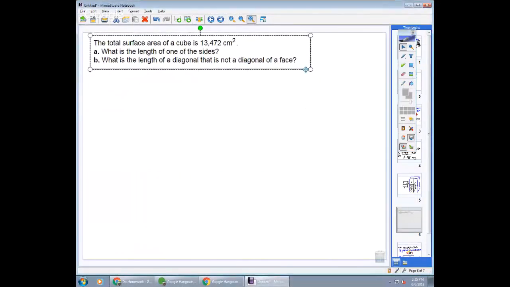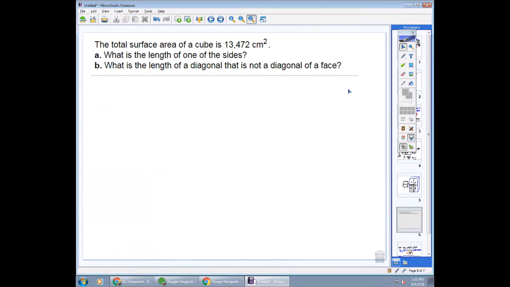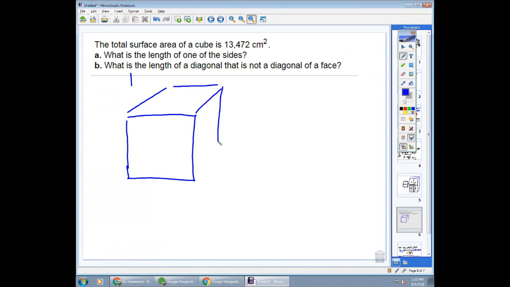What's the first thing we should do? Draw a picture. Yeah, seriously, draw a picture. It frees your mind to think a little about it. So I have a cube. So usually to draw a cube, I draw a square face and then do my best to make it look 3D. So there's my rough square face. And there's the rest of my cube.